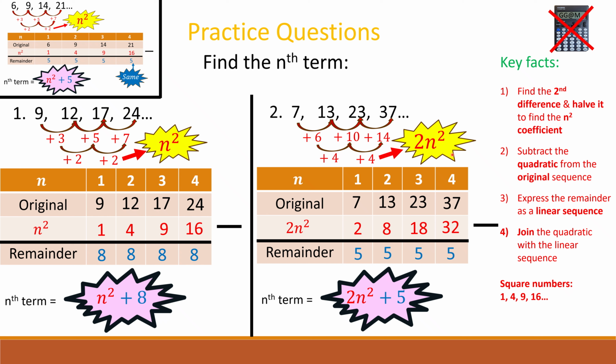So combining the 2n squared here plus the answer here gives me the final nth term. Give yourself a huge tick if you got those correct. You've done really well. Well done.